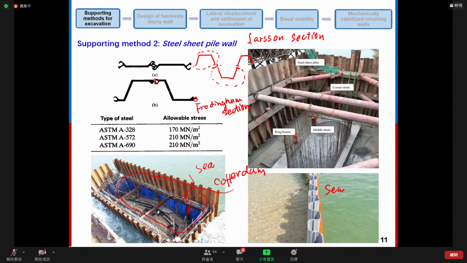Okay. And here you can see this is the steel pile, and then here we have whalers, and we have struts, and corner struts.